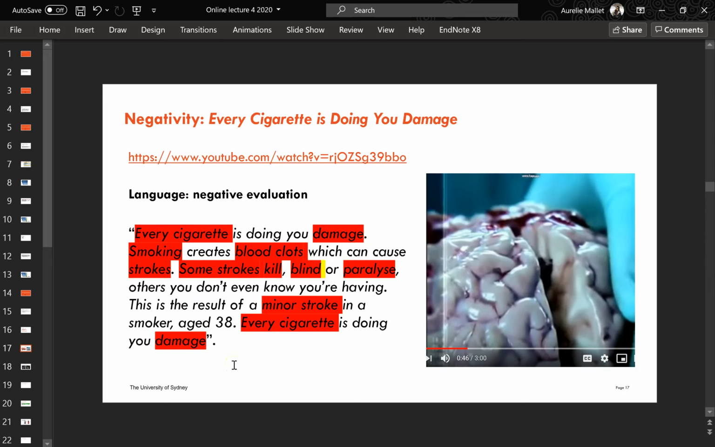Every cigarette is doing you damage. Smoking creates blood clots, which can cause strokes. Some strokes kill, blind, or paralyze. Others you don't even know you're having. This is the result of a minor stroke in a smoker, aged 38. Every cigarette is doing you damage.